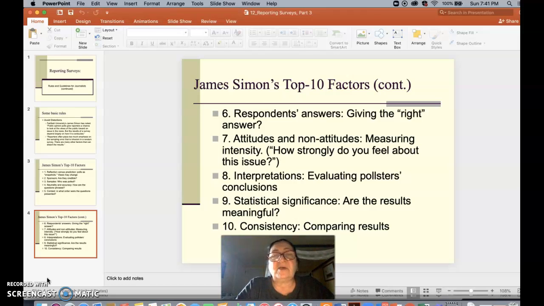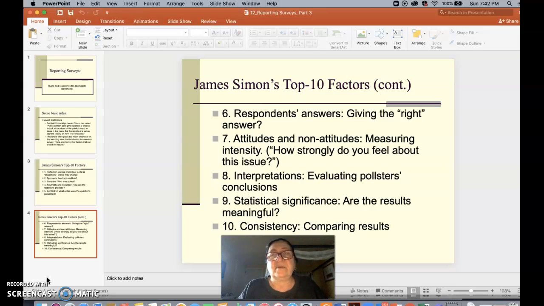Attitudes and non-attitudes, measuring some of their attitudes by intensity on a scale. How strongly do you feel about this issue? If a person does not have much of an opinion, then asking to state a firm opinion would give you the wrong impression that the person has actually thought about this, but it could just be a random answer. And interpretations, evaluating pollsters' conclusions afterwards. Statistical significance, are the results really meaningful? Consistency, comparing the results with other polls, is this consistent with earlier polls, etc.